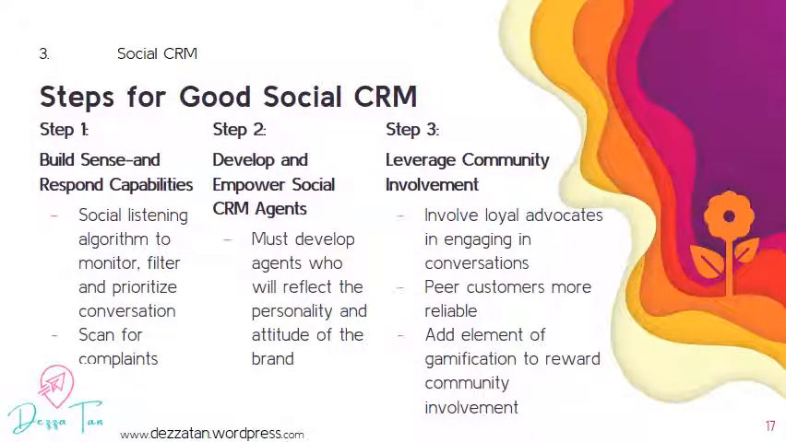The steps for having a good social CRM is 1. Build sense and respond capabilities. Develop a social listening algorithm that can monitor, filter, and prioritize conversation. This algorithm must be able to determine which conversations need responses and which are not important. It must also be able to scan for complaints.